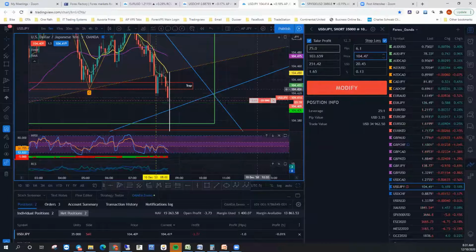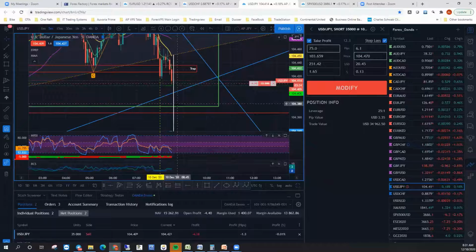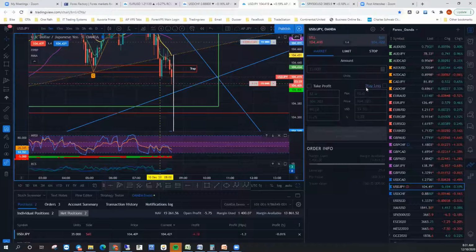And the target is going to be, where's your target, Matt? I'm going to keep on you, Pat. I don't know. Where's your target? Down here? 36? Yeah, 30. 104.30. Then we can tweak that a little bit.